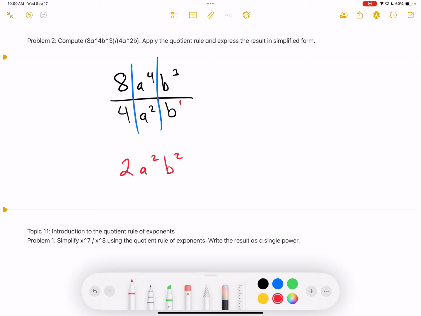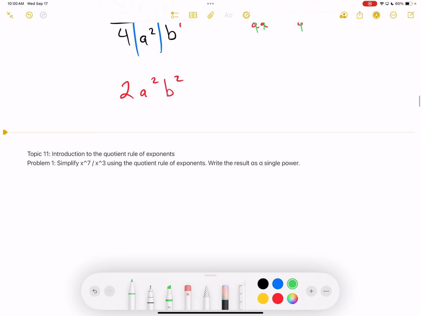We are subtracting when we do this, like 4 minus 2 is 2, 3 minus 1 is 2. But I like to just think about it. And if you get stuck on these, write it out. A, B, B, B on top. On the bottom, A, A, B. Well, A's cancel out and B's cancel out, so I got 2 A's on top and 2 B's on top. That is what we are doing. That's why this works.